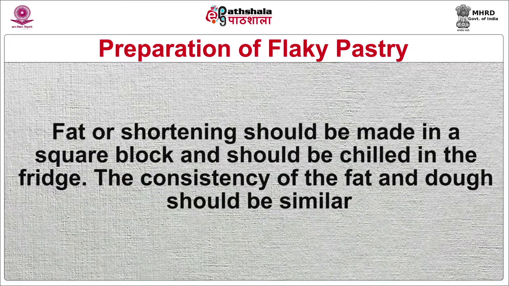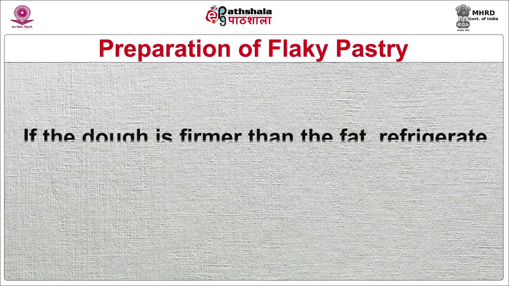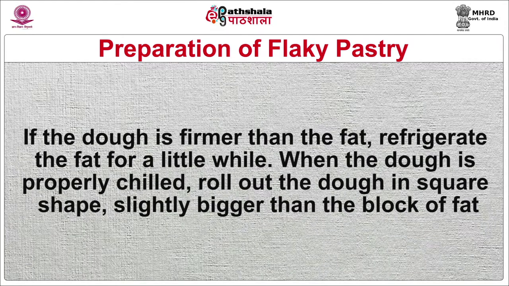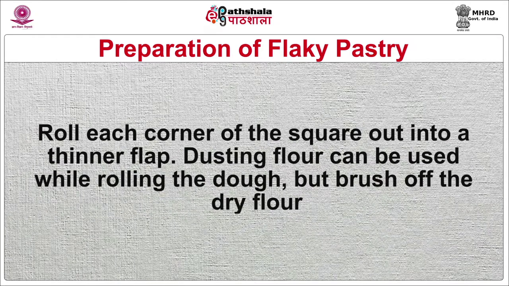Fat or shortening should be made into a square block and should be chilled in the fridge. The consistency of the fat and dough should be similar. If the dough is firmer than the fat, refrigerate the fat for a little while. When the dough is properly chilled, roll out the dough in a square shape, slightly bigger than the block of fat. Roll each corner of the square out into a thinner flap.